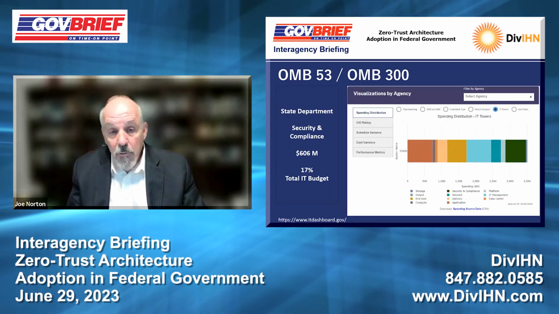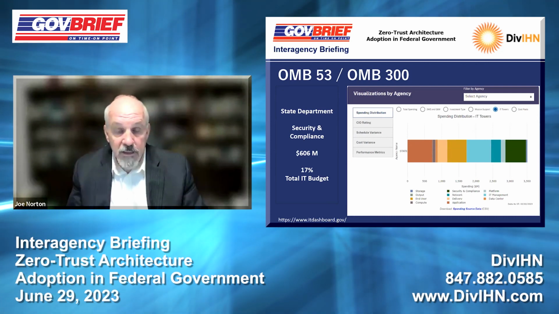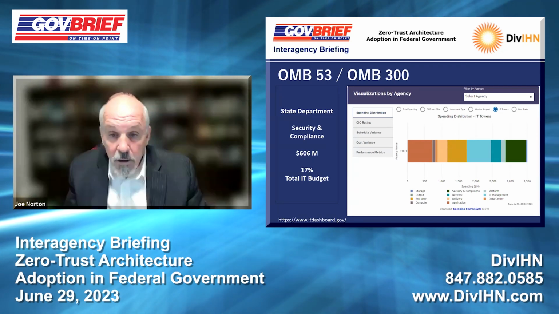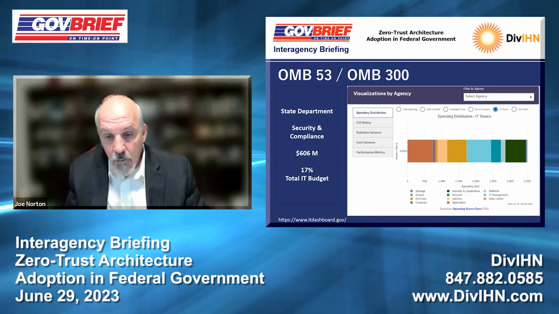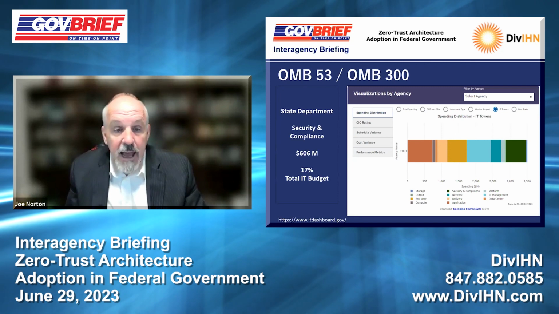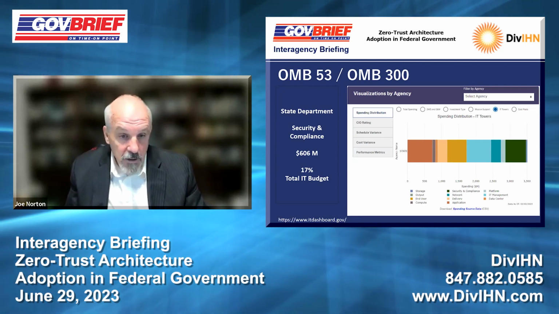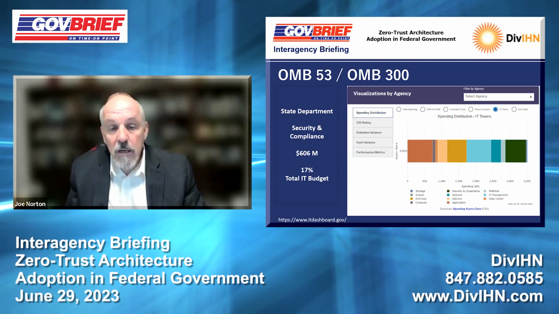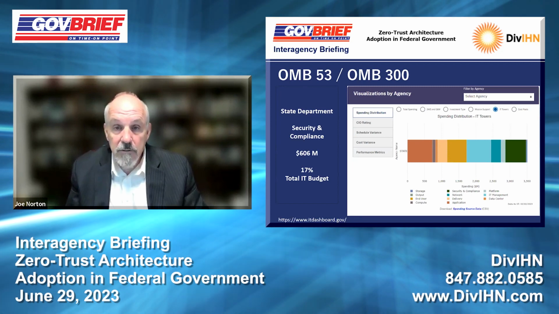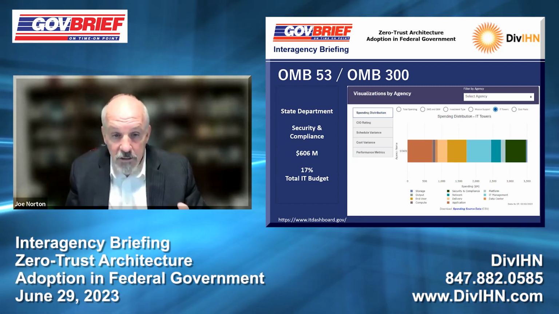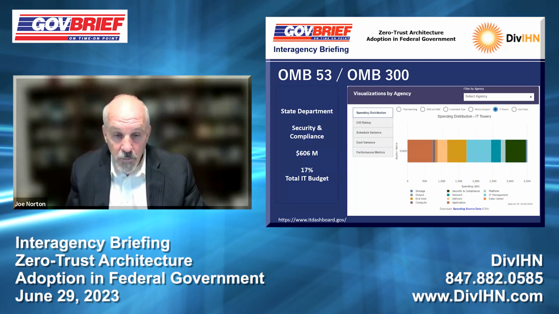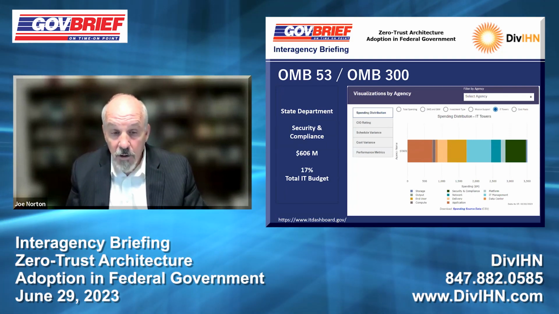You can also go to the dashboard and take a look at, I pulled this out just to use an example, the State Department, okay? You can pull up and look at what the spending distribution is by the IT towers and how much money is planned to be spent, color-coded in the IT towers. State Department for fiscal 2023 has $606 million earmarked for security and compliance in the IT budget. That's 17% of the total IT budget earmarked in the State Department for security and compliance.